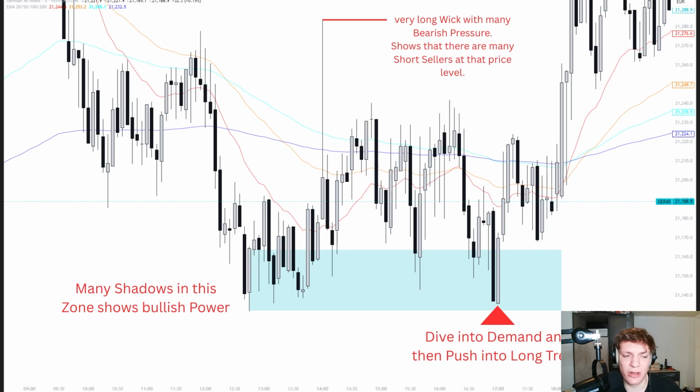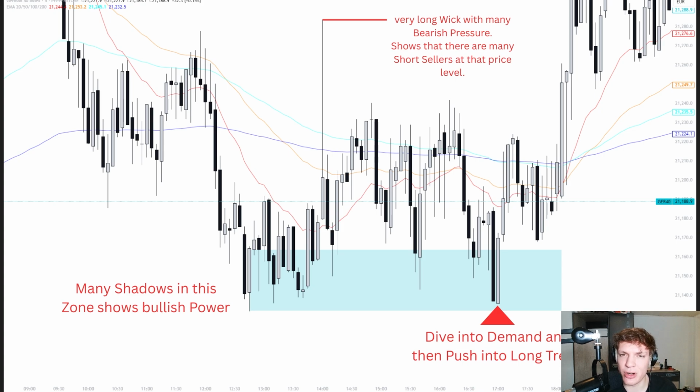But let's take a look at the real example and let's go into the market. Here we see a bearish market that moved into a demand zone. In that demand zone there's a lot of price action happening. There are many candles with long shadows here. Among them a bullish candle with a long upper wick appears.